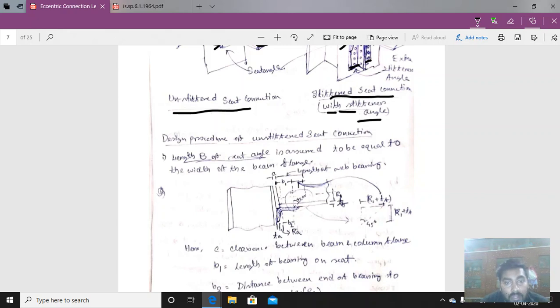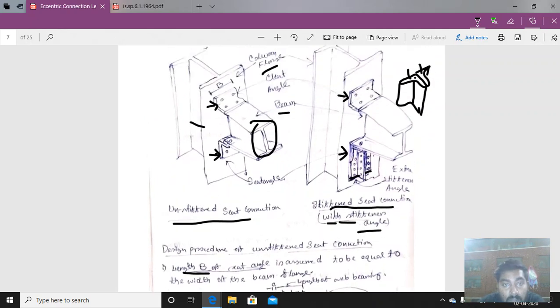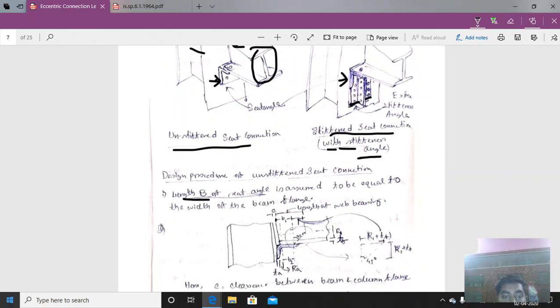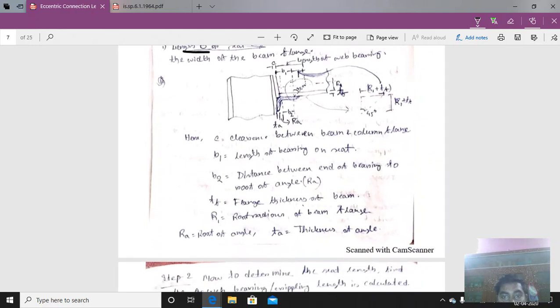Now, the first step is that the length B of the seat angle is assumed to be equal to the width of the flange of the beam. That means this is the flange width BF of the beam. So the length of the seat angle will be the same as that value. Next, coming to the width value.